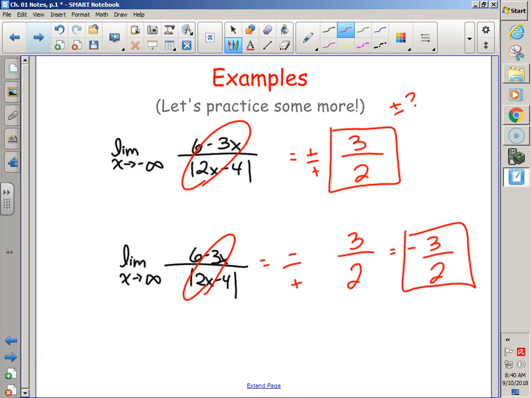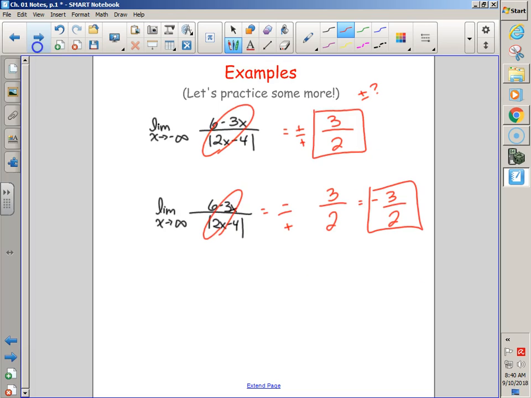Does that make sense? Okay. And the weird thing about this one, guys, do you notice there was one function? It was the same exact one. Guess what? Guess how many horizontal asymptotes it has?